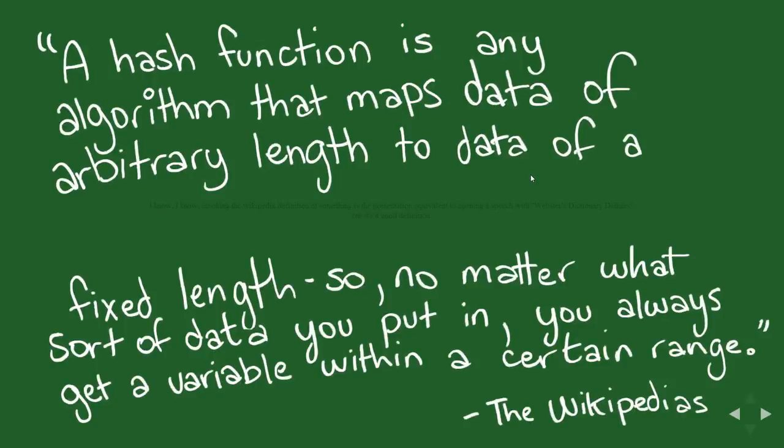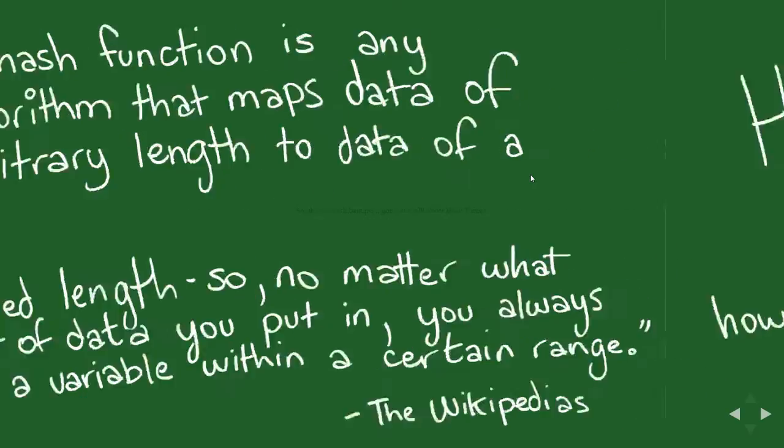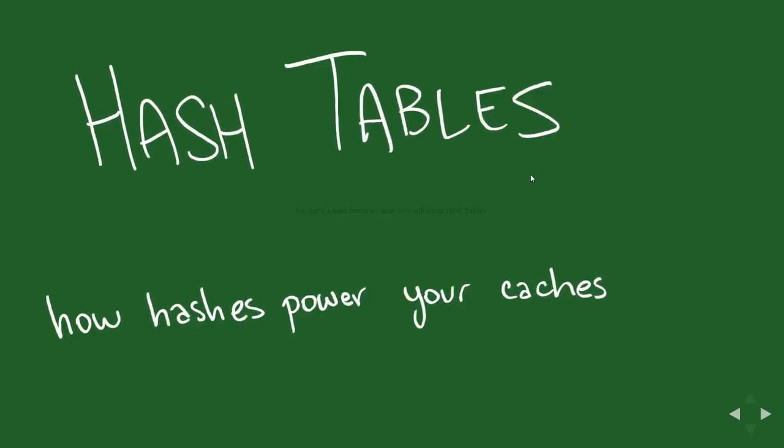I know. Invoking the Wikipedia definition of something is the presentation equivalent to opening a speech with "Webster's Dictionary defines." But it's a good definition. A hash function is any algorithm that maps data of arbitrary length to data of a fixed length. So no matter what sort of data you put in, you always get a value within a certain range. So that's a hash function.